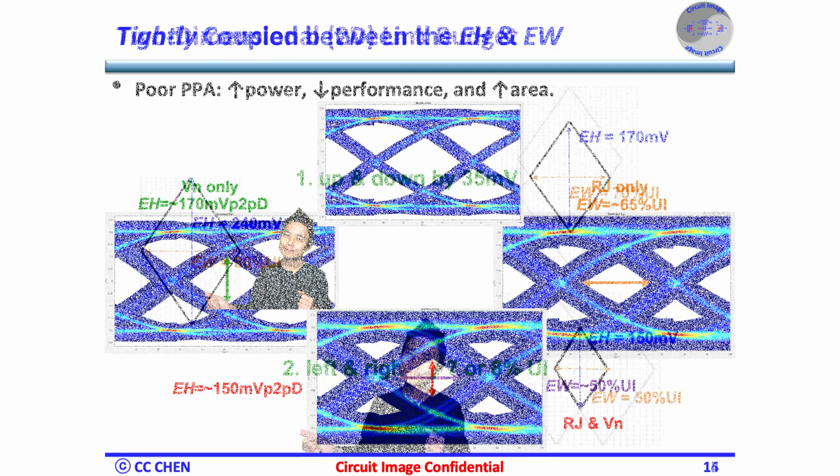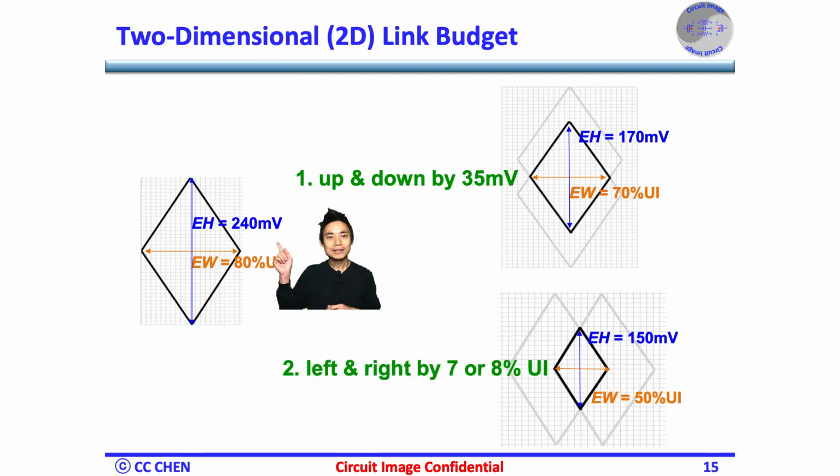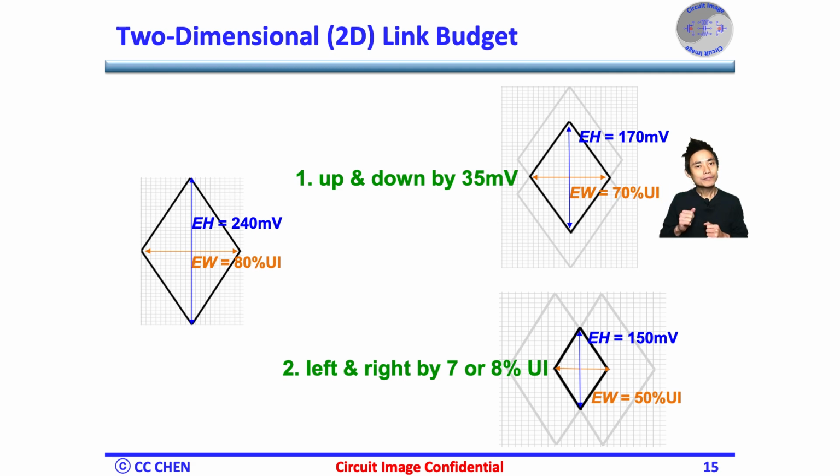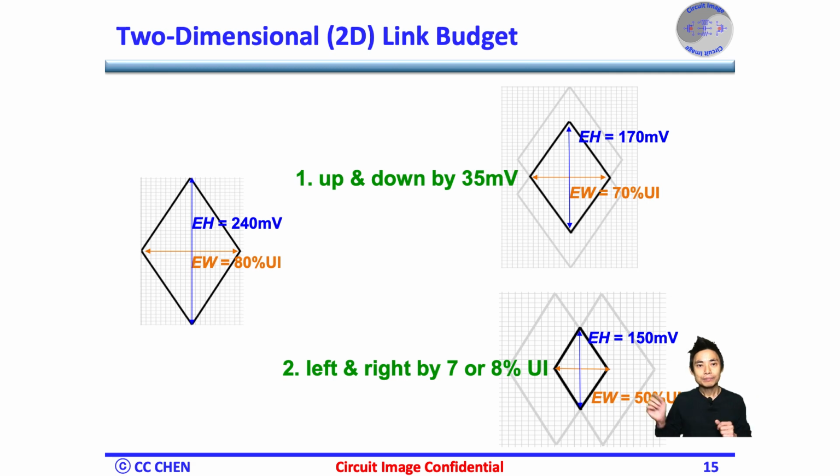What can we do? Bingo! Simply by moving the eye of the residual ISI only, eye width equals 80% UI and eye height equals 240 millivolt, up and down by 35 millivolt for BER rate equals 1E-12, and then moving it left and right by 7 or 8% UI, the final eye will be very close to the eye width 50% UI and eye height 150 millivolt, which matches simulation. Therefore, this link budget of the 2D eye will be more precise for the gray PPA SerDes link.